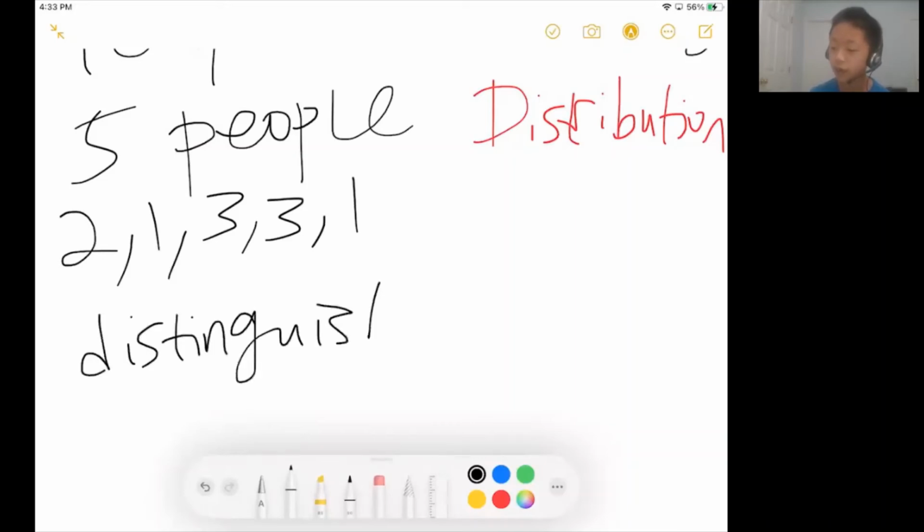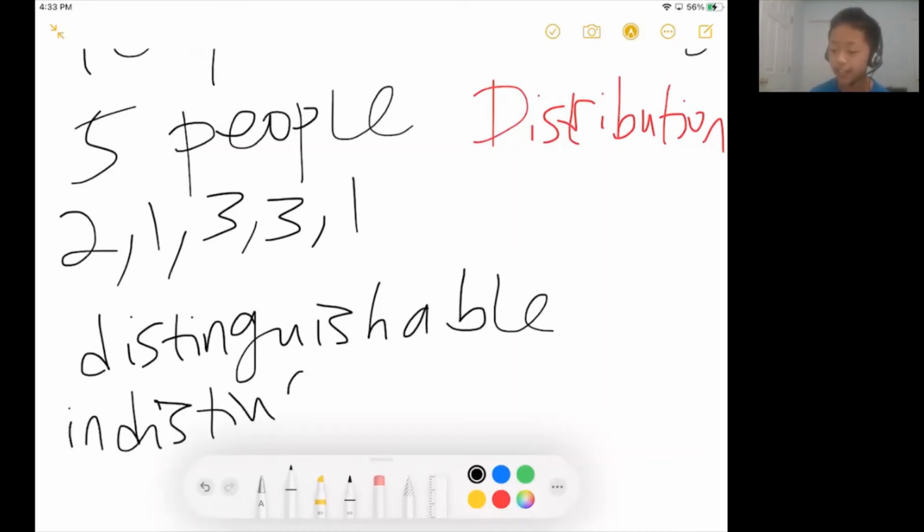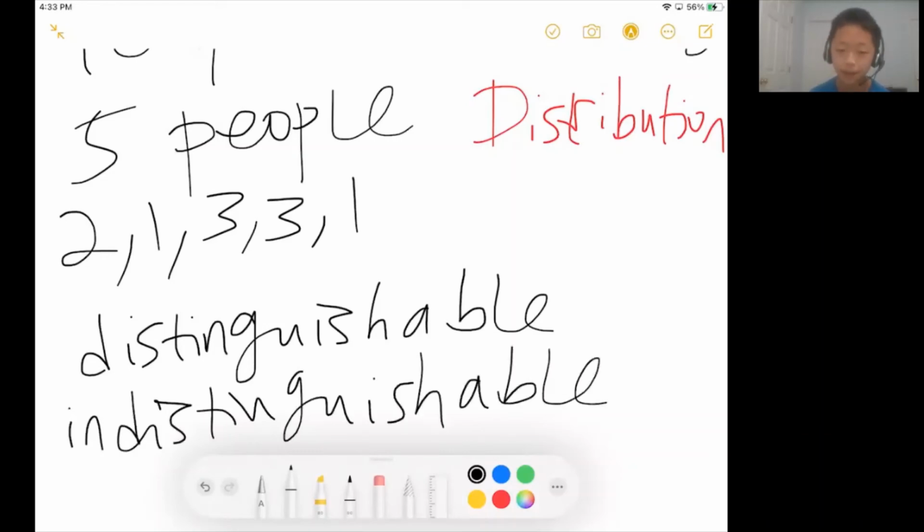When multiple objects are distinguishable, that's just a fancy word of saying that the objects are different. And similarly, the word indistinguishable just means that the two things are the same. So if I have 2 balls and the 2 balls are identical, then we can say they're indistinguishable. It's just a fancy word. But if the balls have different colors, maybe one ball is red, one ball is blue, then we say that the balls are distinguishable. So just know that these are some important terms.